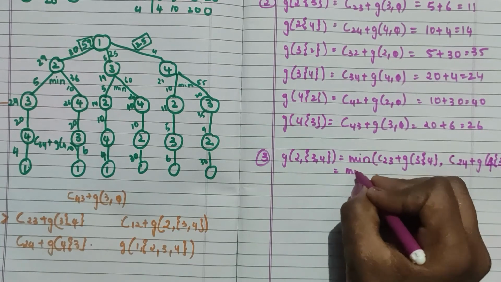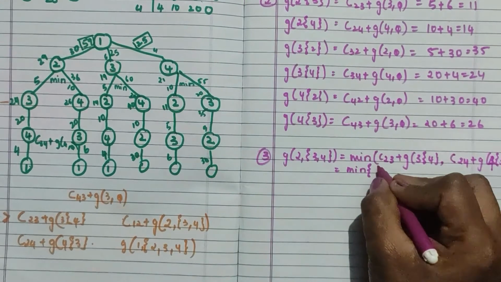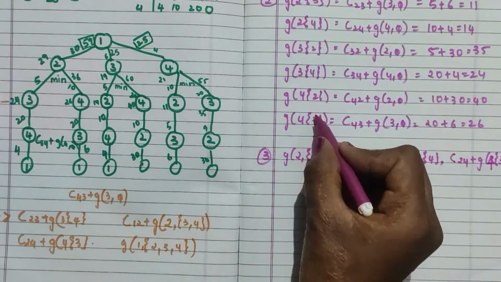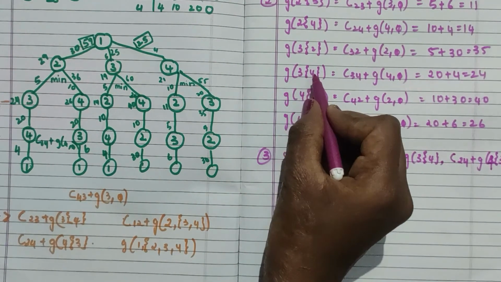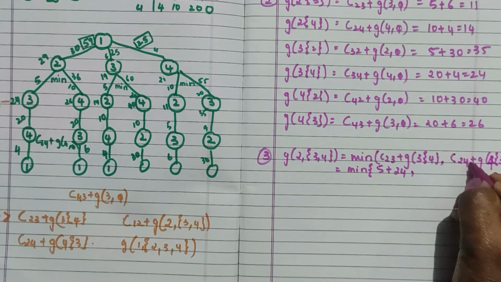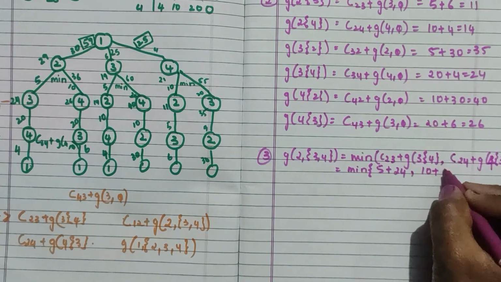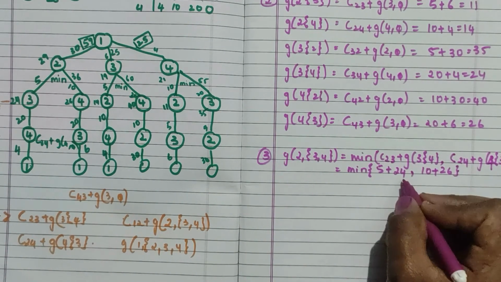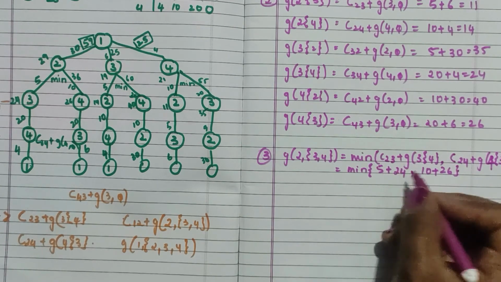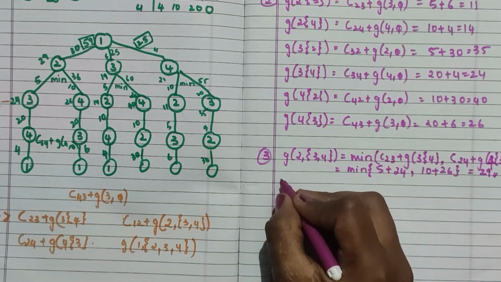Now the minimum value we will find out. 2 to 3 is 5 plus g of 3 comma 4. This value you will get from here. g of 3 to 4 is 24, comma, cost of 2 to 4, the value is 10, plus g of 4 to 3, which is 26. Now you have to add these values and find which is the minimum. So 5 plus 24 is the minimum value, that is 29. Just write it down here. Now we'll move on with the next.